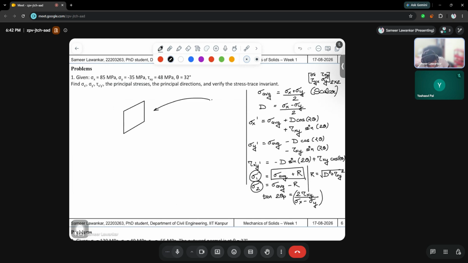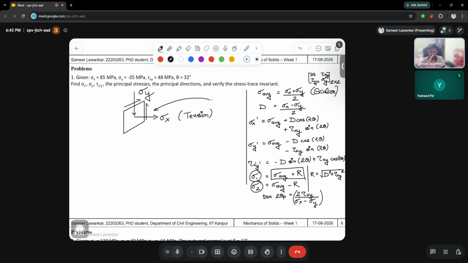Let us suppose sigma x acts in this direction. So this is sigma x given to us. Sigma y is minus 35. Understand the meaning of minus and plus here. Sigma x of 85 means that it is tension. Sigma y of minus 35 means that it is compression, so it is trying to compress this particular plane. And tau xy of 48 is shear stress, directed like this.